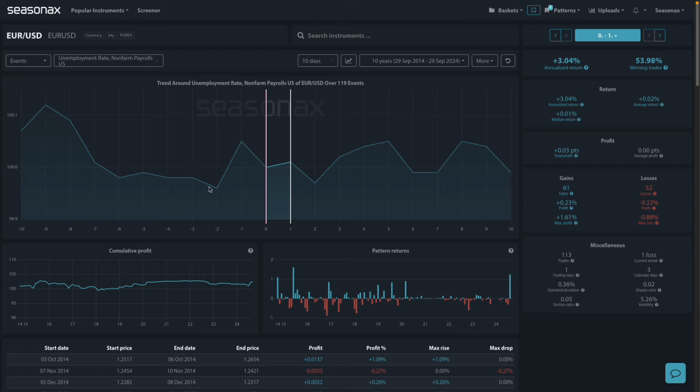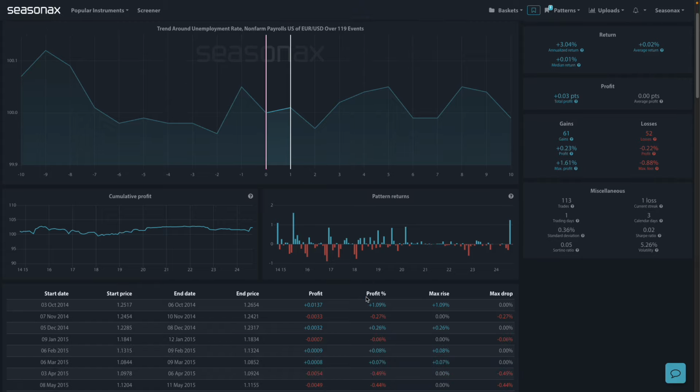Now, the Euro-US dollar pair is in focus as the market awaits the upcoming non-farm payroll report and its potential impact on Fed policy. This is where Seasonax's event feature becomes really helpful, because we can use it to set expectations in terms of how far the Euro-US dollar pair might move in the event that we see an out of consensus non-farm payroll print.